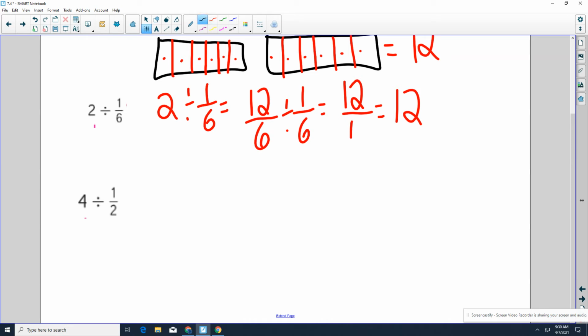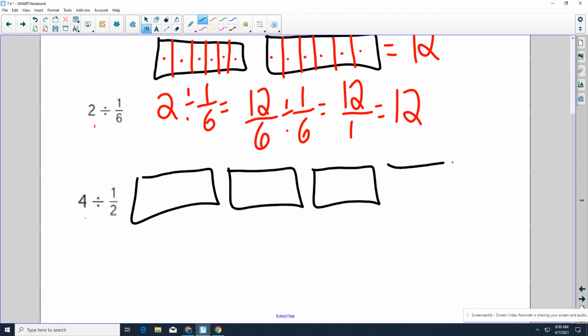So I'll go ahead and do 4 boxes, again, to just give you a visual. So I'm going to divide 4 into halves. I want to know how many halves are inside the whole number 4. So I split them in half. Not too bad, right? And I get 1, 2, 3, 4, 5, 6, 7, 8. So I should get 8 halves in 4.